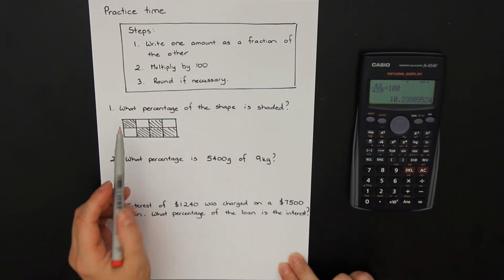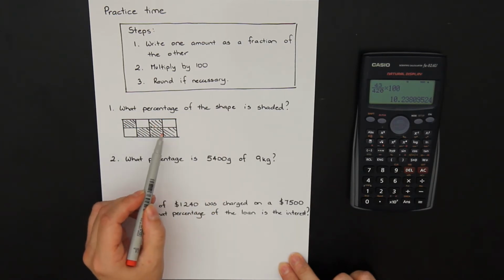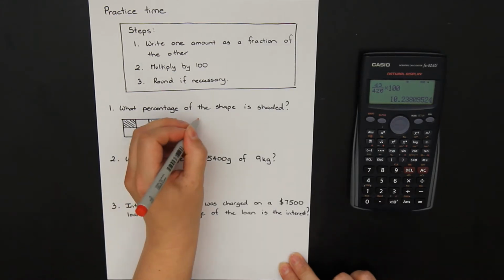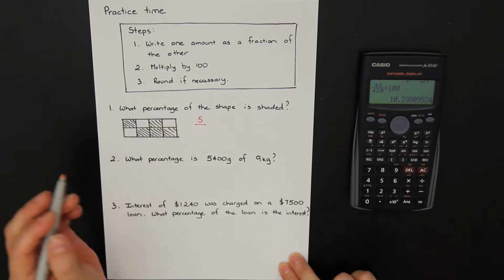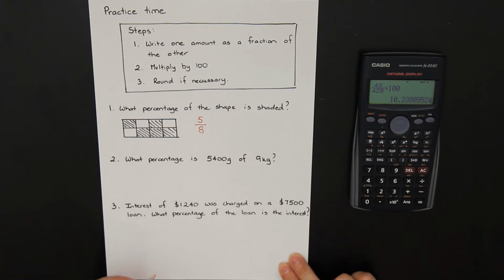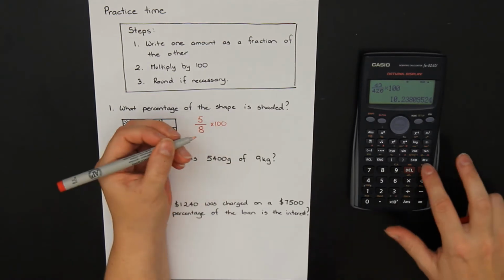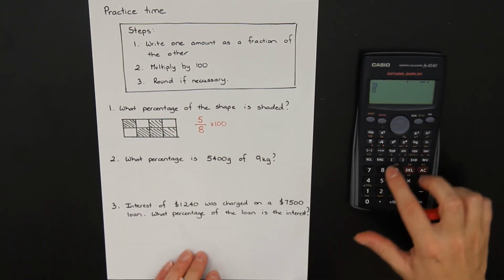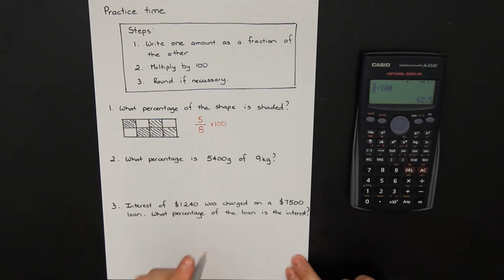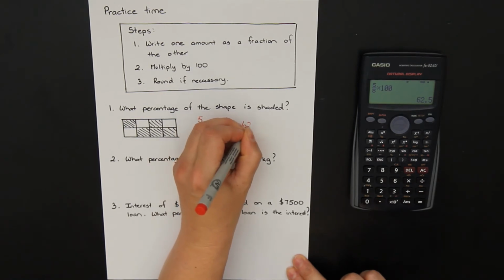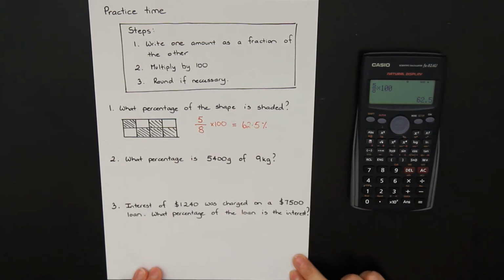Okay, question 1. What percentage of the shape is shaded? Well, we have 1, 2, 3, 4, 5 parts are shaded out of a total of 1, 2, 3, 4, 5, 6, 7, 8. So 5 out of 8 is shaded. To make it a percentage, we need to multiply by 100. So on the calculator, 5 over 8 times 100 equals 62.5% of that shape has been shaded.